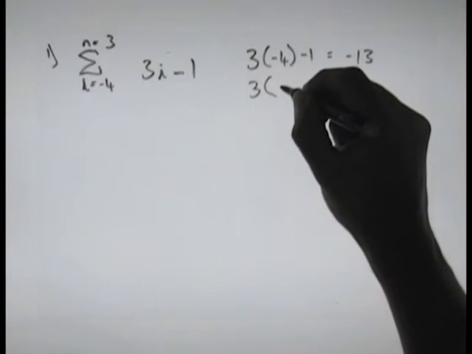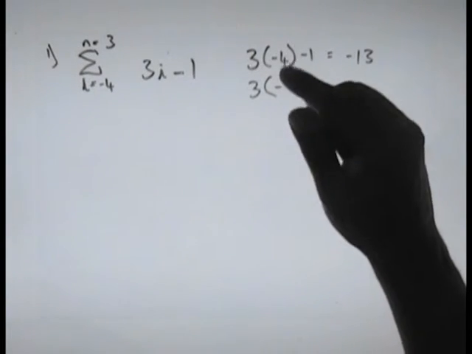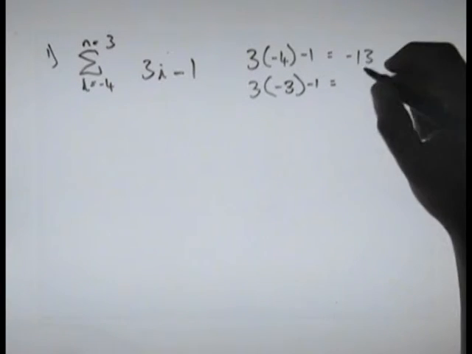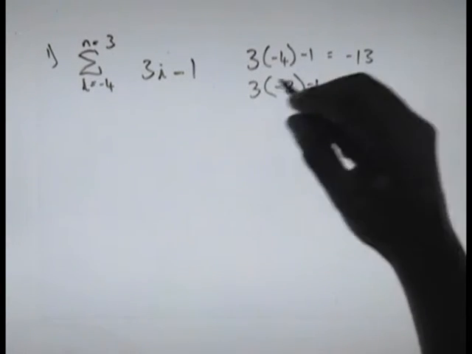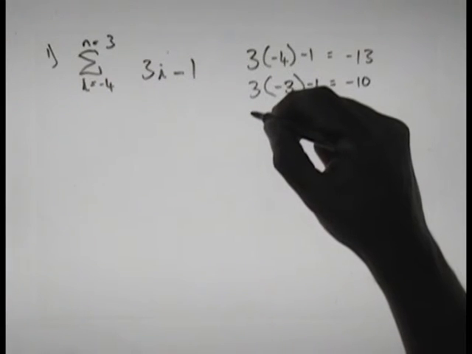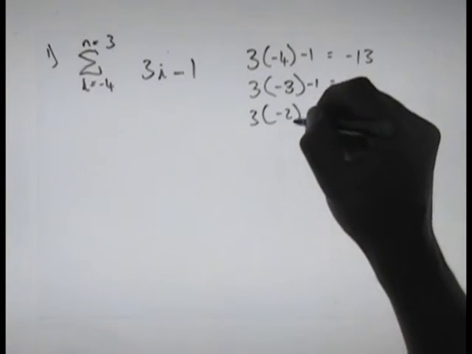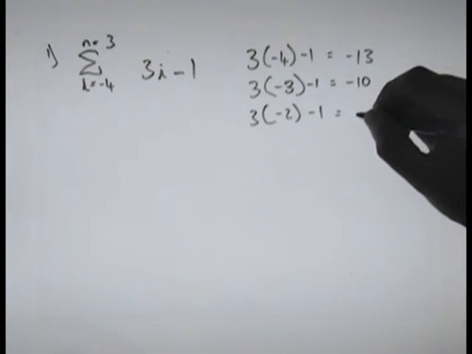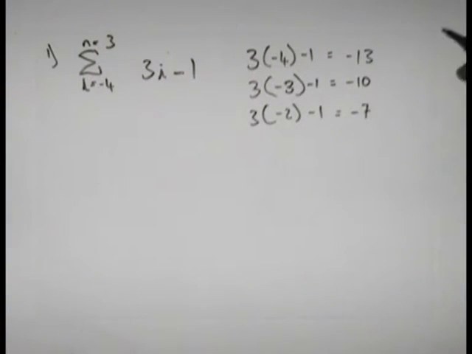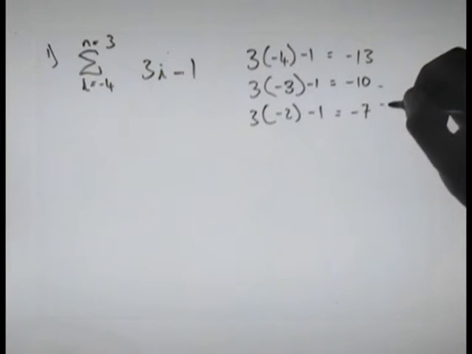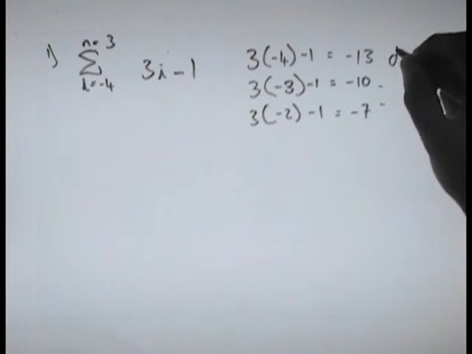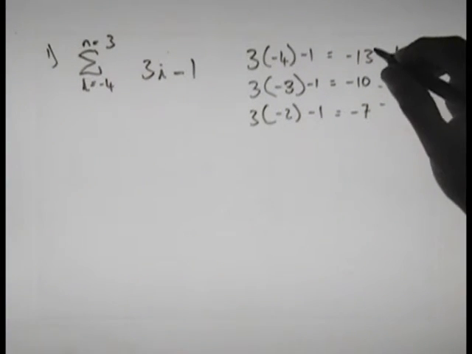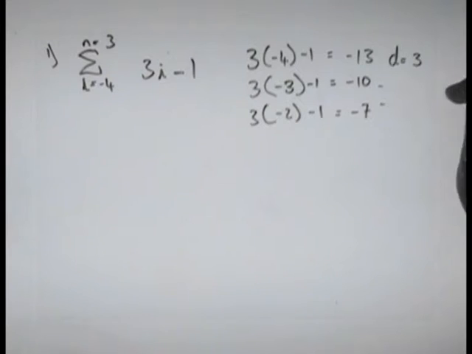The next i value we're going to substitute in is negative 3 minus 1, which is equal to negative 9 minus 1, which is negative 10. The next value is going to be negative 2 minus 1, which is equal to negative 2 times 3 is negative 6, negative 1 is negative 7. So we can see that it's an arithmetic series. Also we can see that our common difference is equal to 3. Minus 10 minus minus 13 is equal to positive 3.